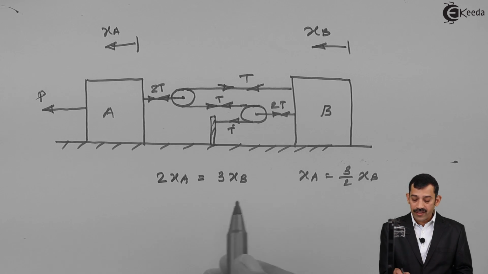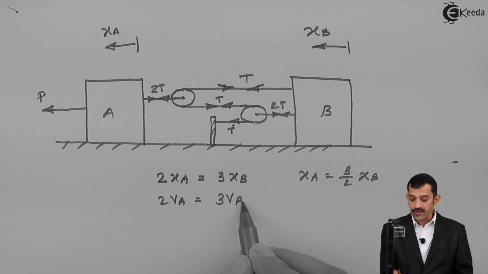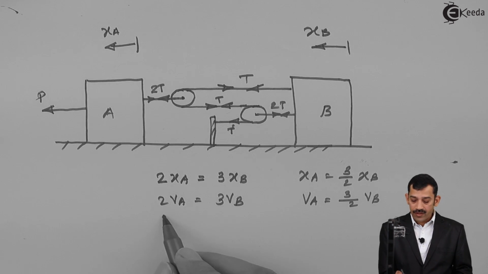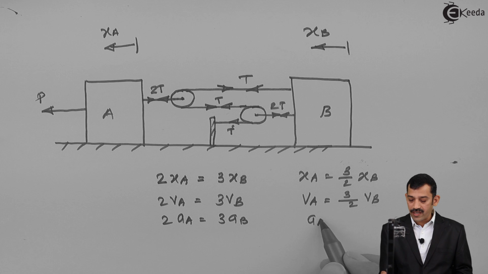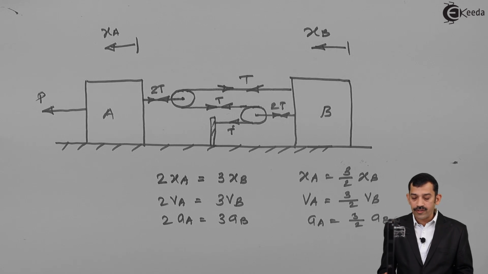That is one relation. The same relation holds for velocity: 2 times VA equal to 3 times VB. That means VA is written as 3 by 2 VB, and 2 times acceleration of block A equal to 3 times acceleration of block B. That means AA equal to 3 by 2 AB. That means simply you have to concentrate on how many tensions are developed in the string, and easily we will get the relation between accelerations of connected bodies.